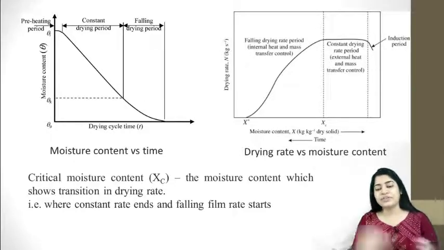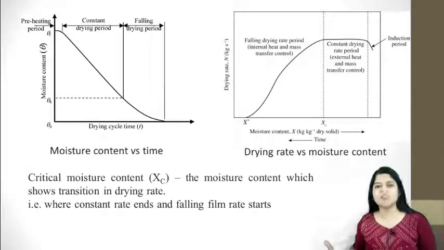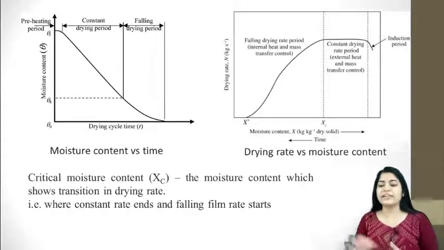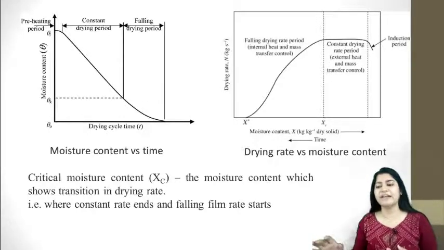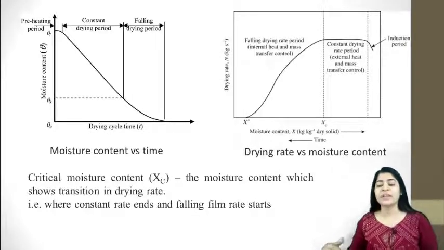Now see the other graph, which is drying rate versus moisture content. So you can see that straight line. On the right hand side, in the constant drying rate period, you can see where external heat and mass transfer control is written. You can see the moisture removal is constant.